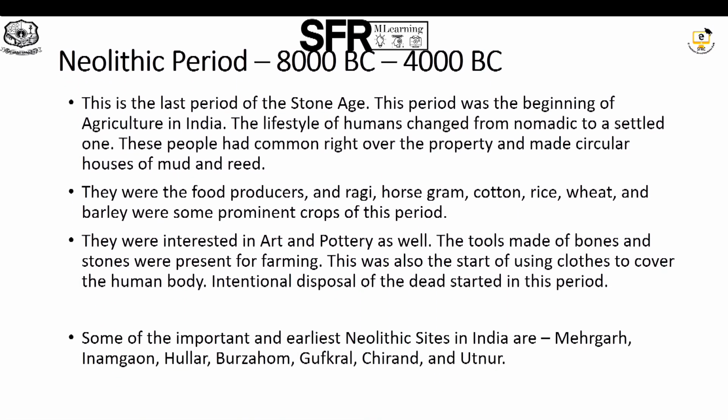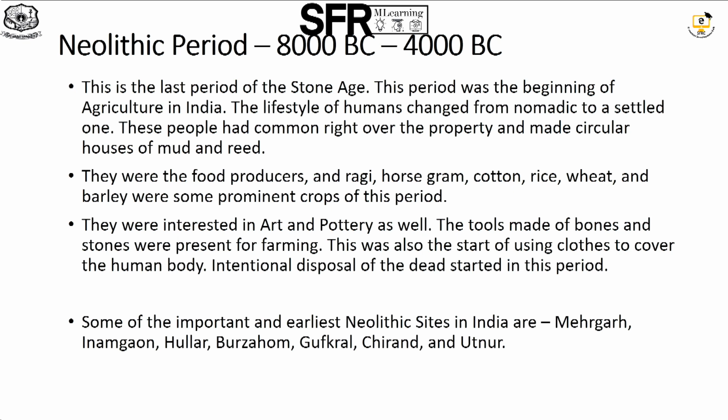So, man has changed from the Mesolithic period to the Neolithic period, the last period of the Stone Age, and this period was the beginning of agriculture in India. For the first time agriculture prevailed during this period, and the lifestyle of humans also changed from nomadic to a settled one. During this period man began to have a settled life, unlike the past cultures in India. These people had common rights over property and made circular houses of mud and reed.